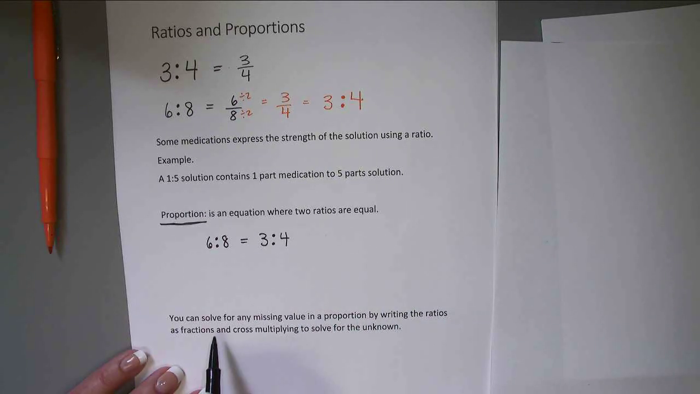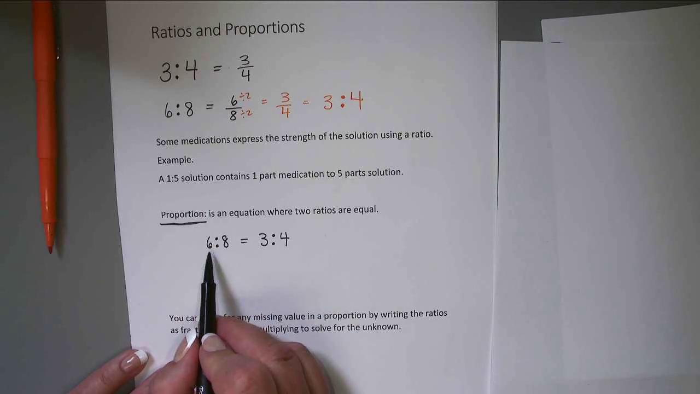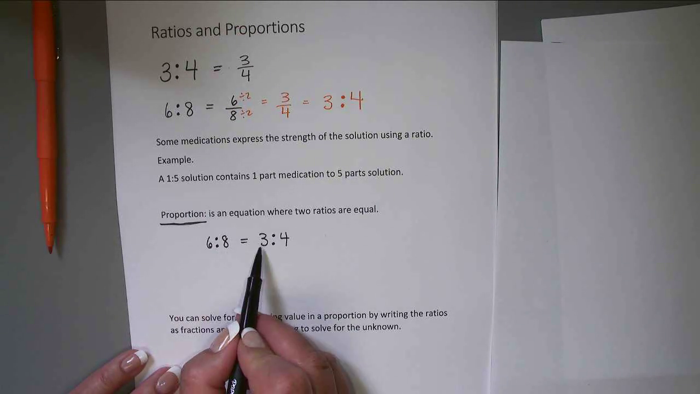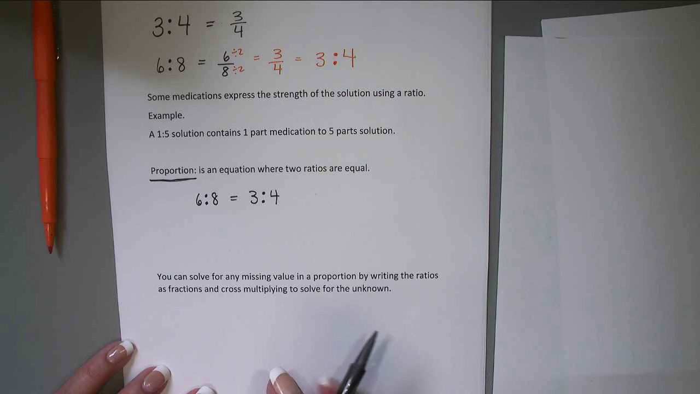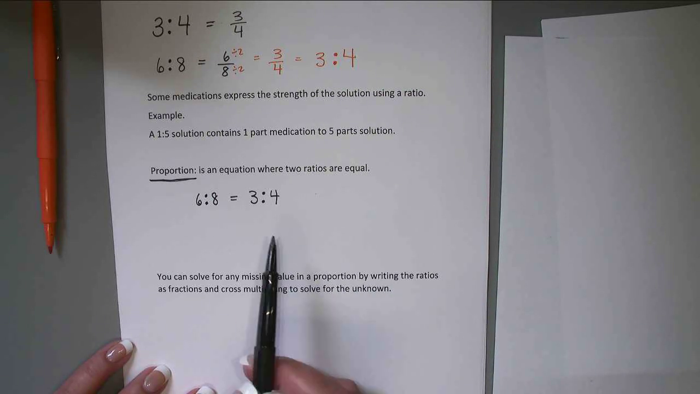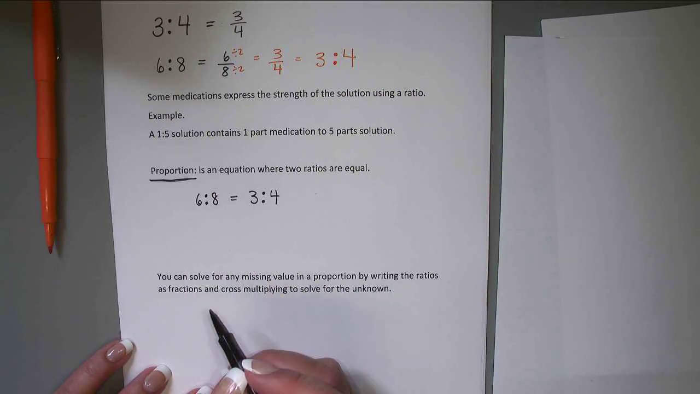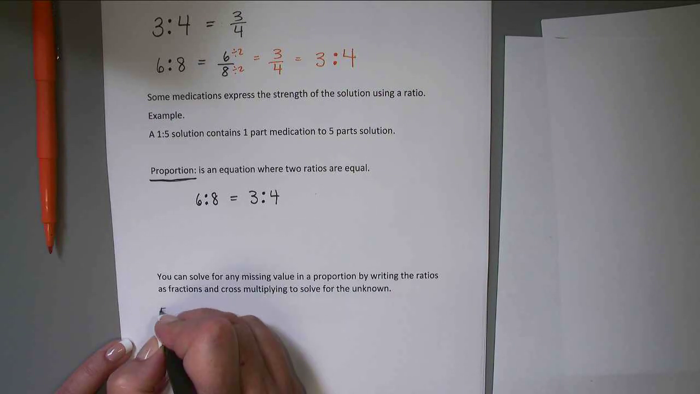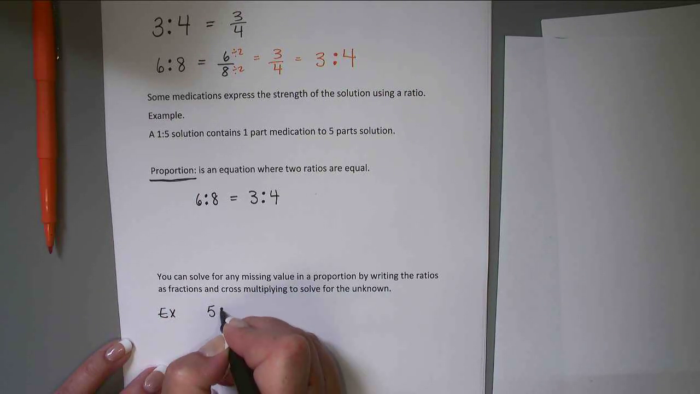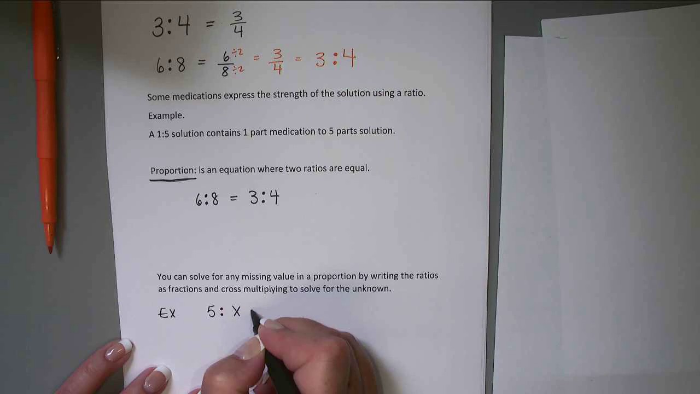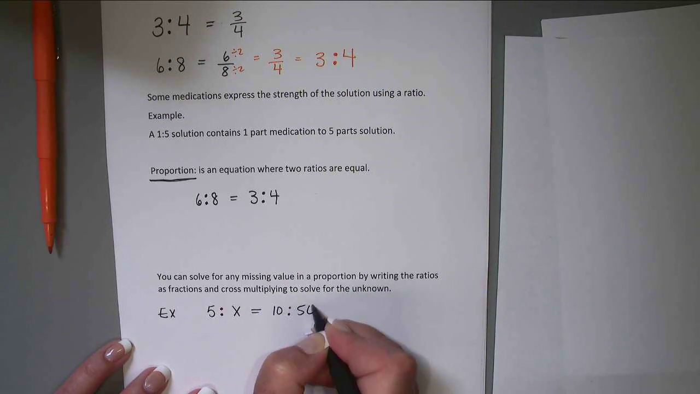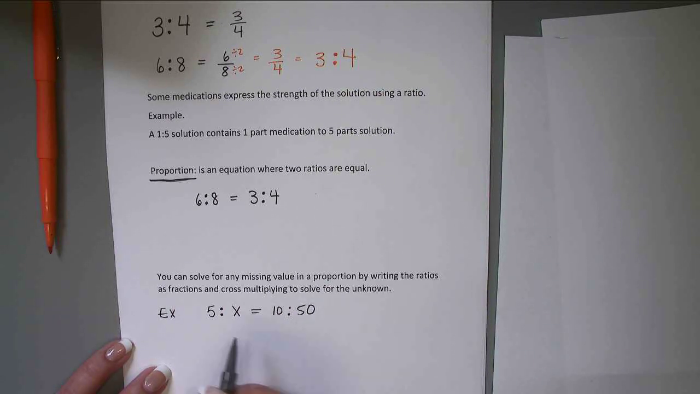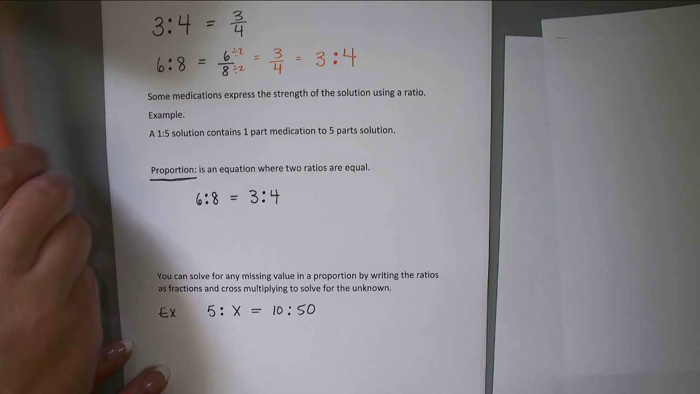Okay, so in a proportion we can solve for any missing value. I can make any of these numbers an unknown and we could solve for it. So that's what we're going to do. We're going to write them as fractions to be able to do that and cross multiply. So for example, if we had 5 is to x as 10 is to 50, we've got a ratio here and a ratio here, and we're trying to find the x.